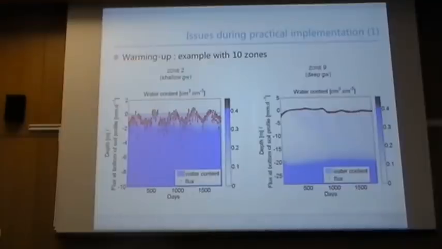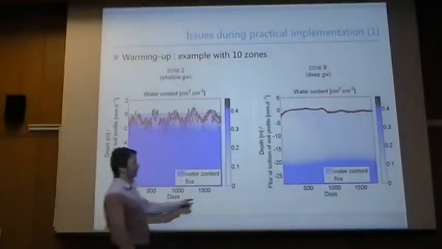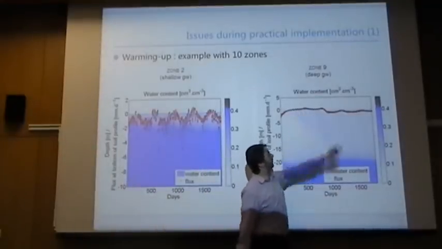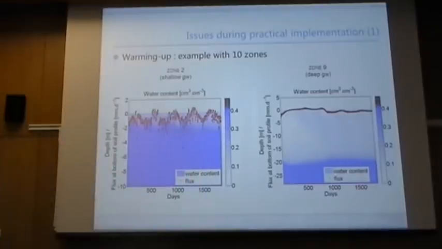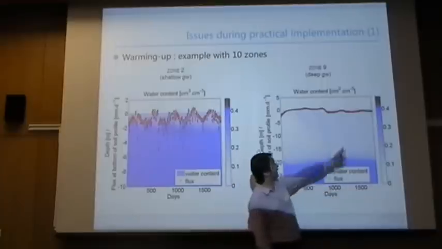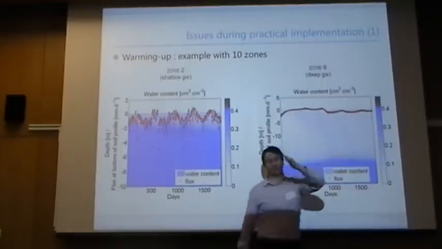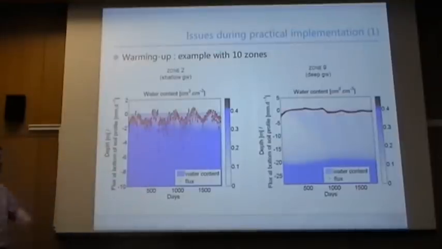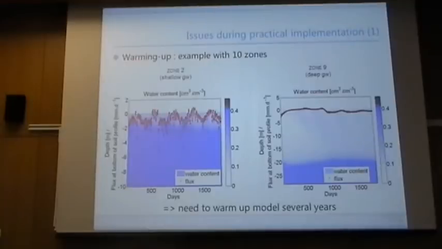This is then the example for a zone with a deep groundwater table. Here you see that for about 1000 days we get a discharge, which is not really expected for such a deep groundwater table. It also does not follow the seasonal variations, but then after 3 to 4 years it starts to follow seasonal variations in the fluxes, and it's recharged a little bit as you would expect for a deep groundwater table. So this model requires several years to warm up, let's call it like that.